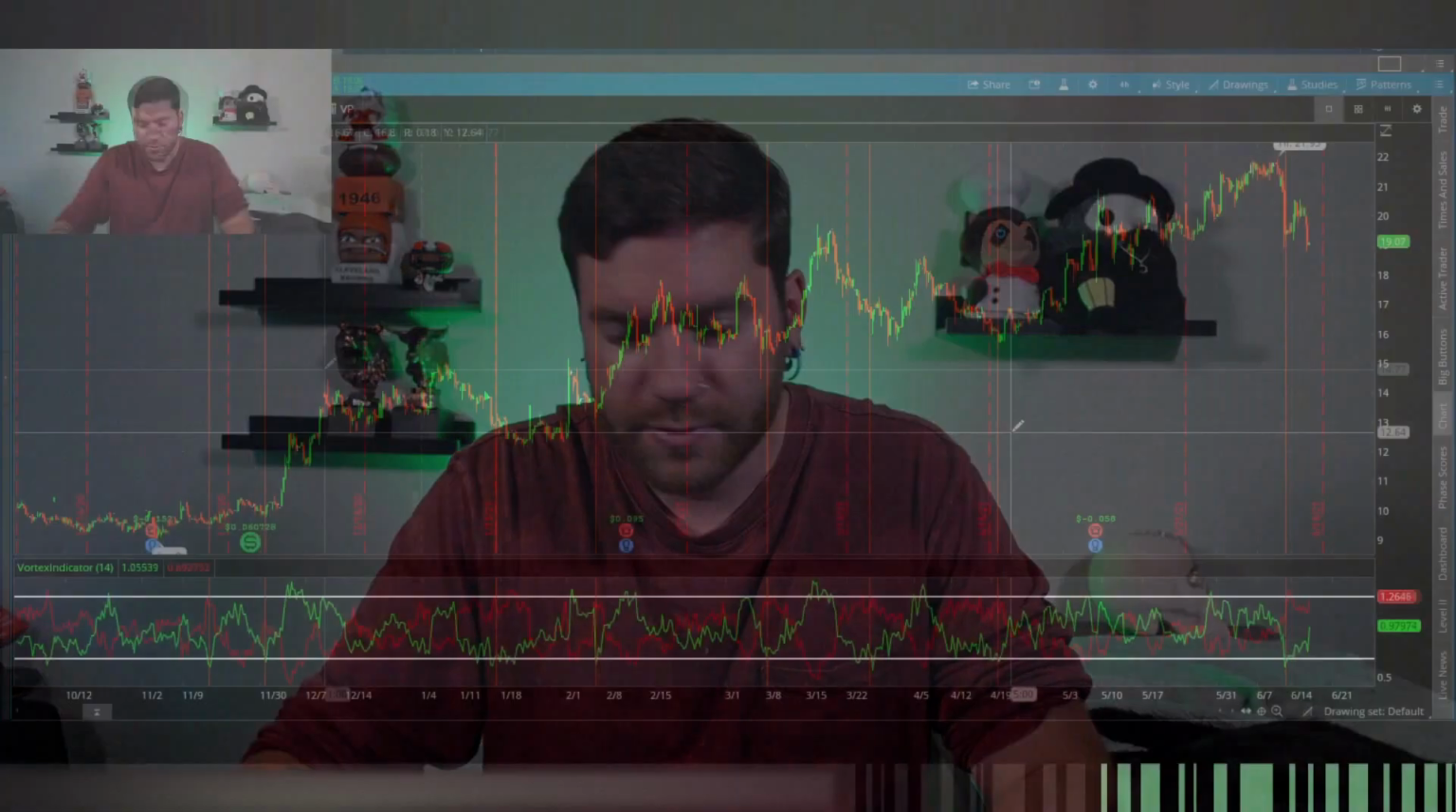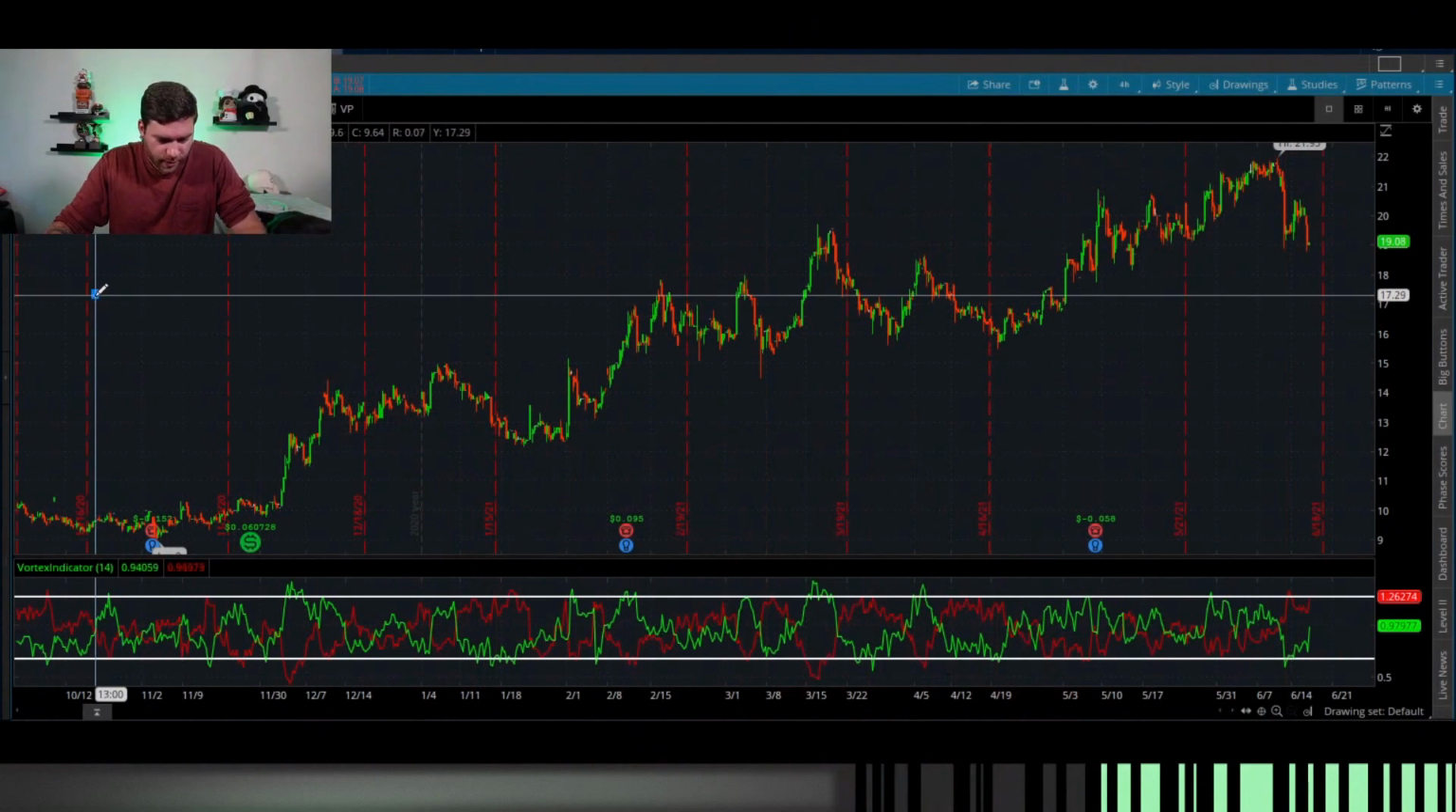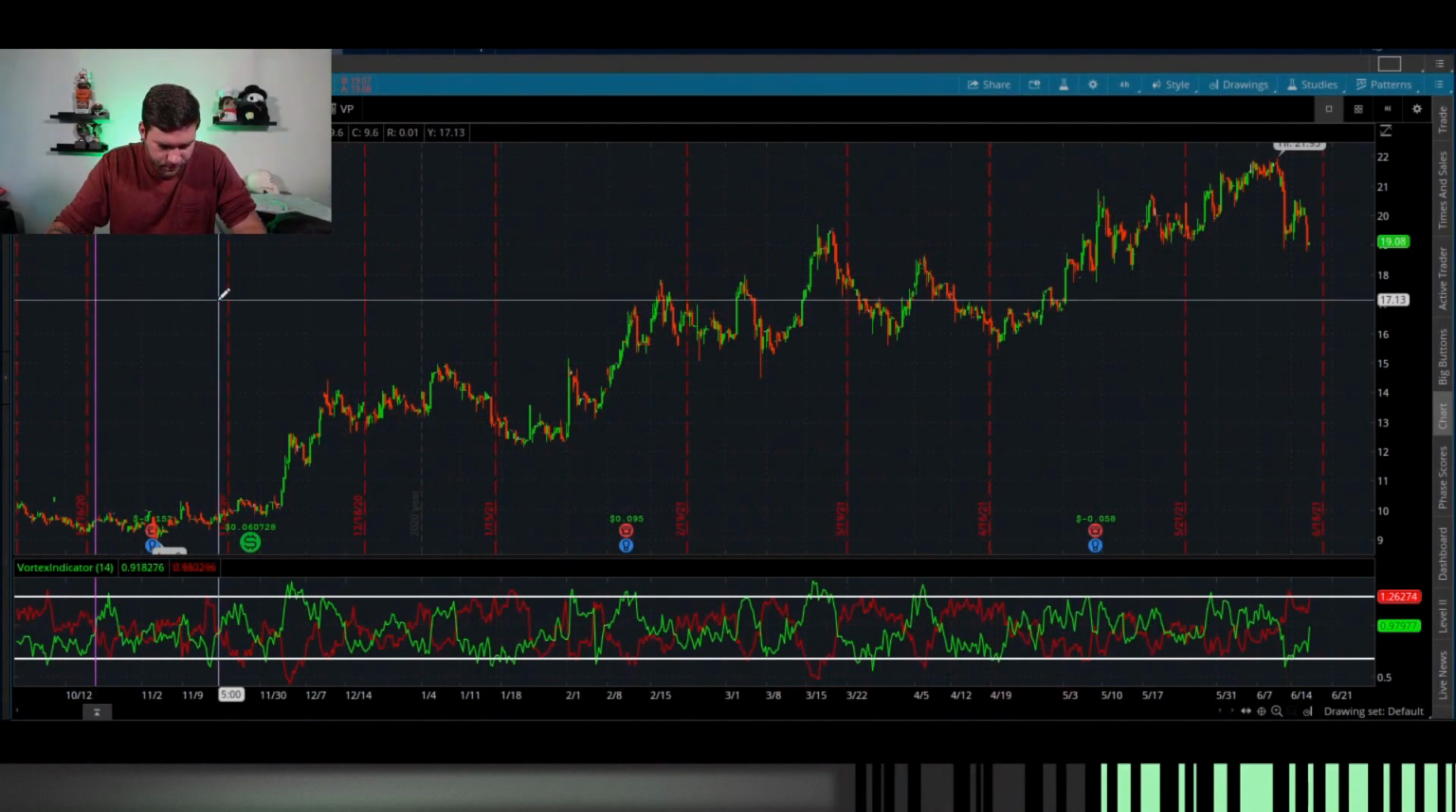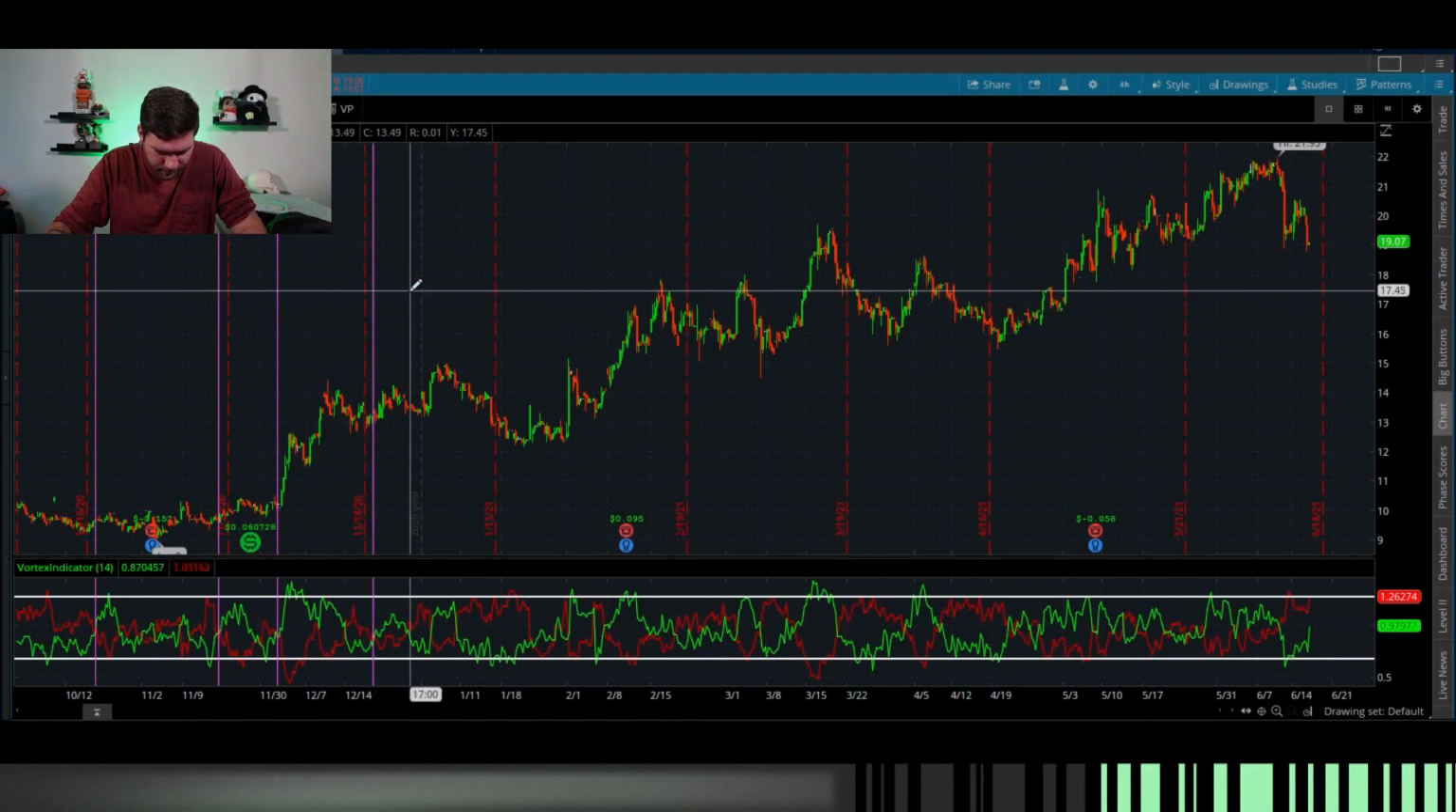Let's check the crossovers. So every time the green crosses over the red, right there, right there. See, there's a lot of them on this one.